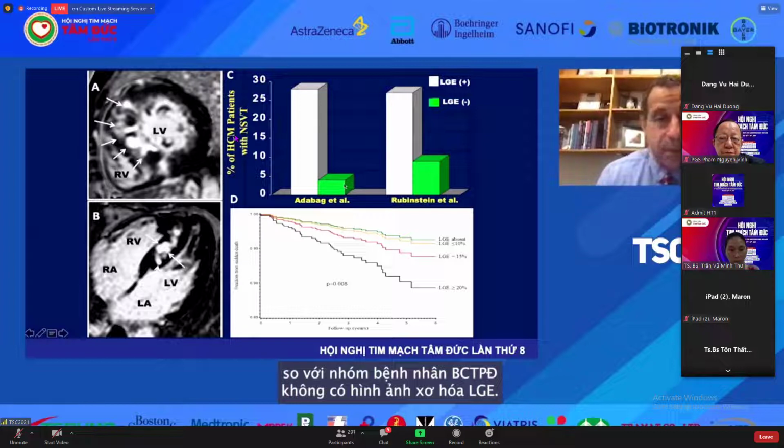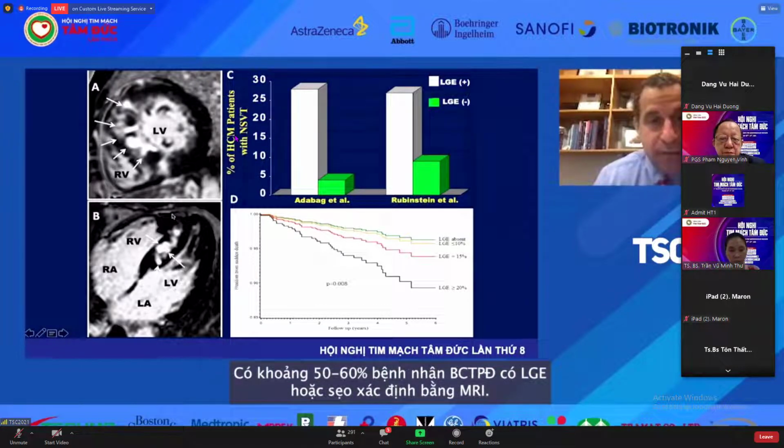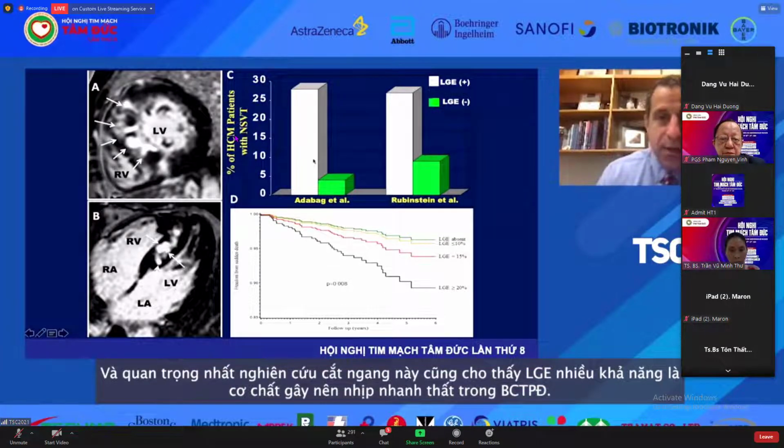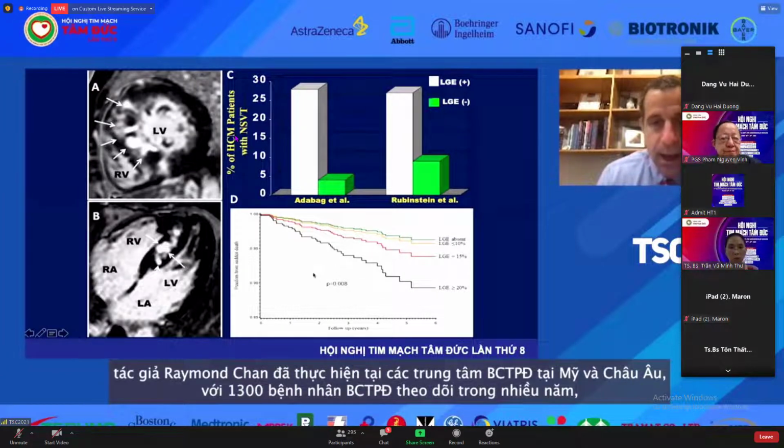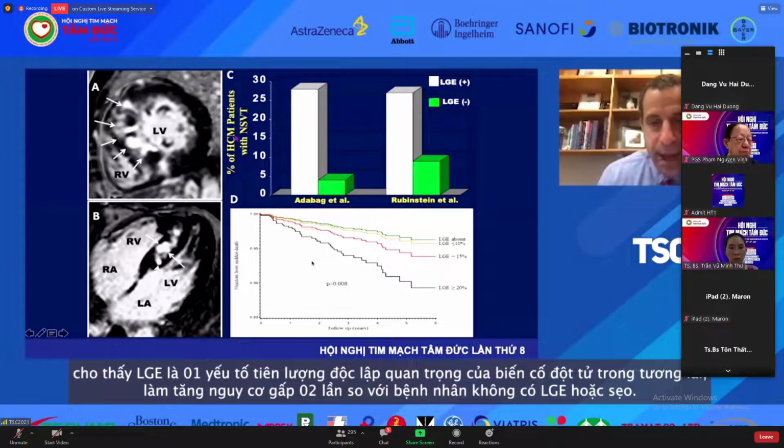LGE or fibrosis. I should mention it's about 50 to 60% of HCM patients who have some LGE or scar identified by MRI. And ultimately, this cross-sectional data showing you that LGE was likely representing the substrate for ventricular arrhythmias in HCM led to prospective studies, one of the largest in the bottom right here from Raymond Chan. This was a multi-center study with US and European HCM centers, showing in about 1,300 HCM patients followed for several years that extensive LGE was a strong independent predictor of future sudden death events, almost twofold greater with extensive LGE than HCM patients without scar or LGE absent.